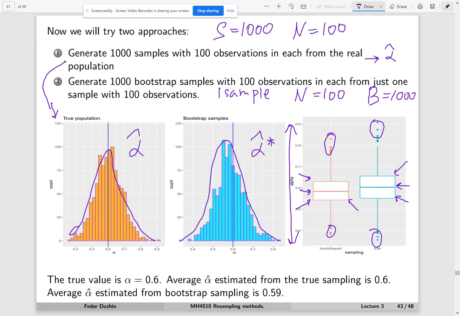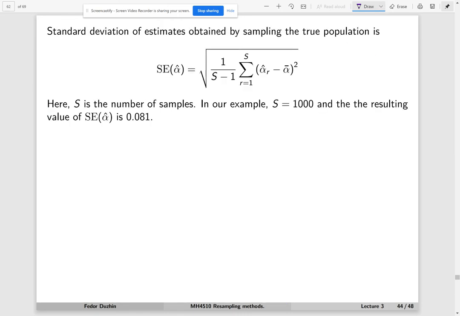Now, the mean alpha hat estimated from the true sampling is 0.6. This is because I rounded it to two decimal places. So the actual was something like 0.02 or something, I don't remember. Right. So the average estimate from the bootstrap sampling is an underestimate. It is slightly lower. So they are a bit different. Now, the standard deviation of estimates obtained by sampling the true population.